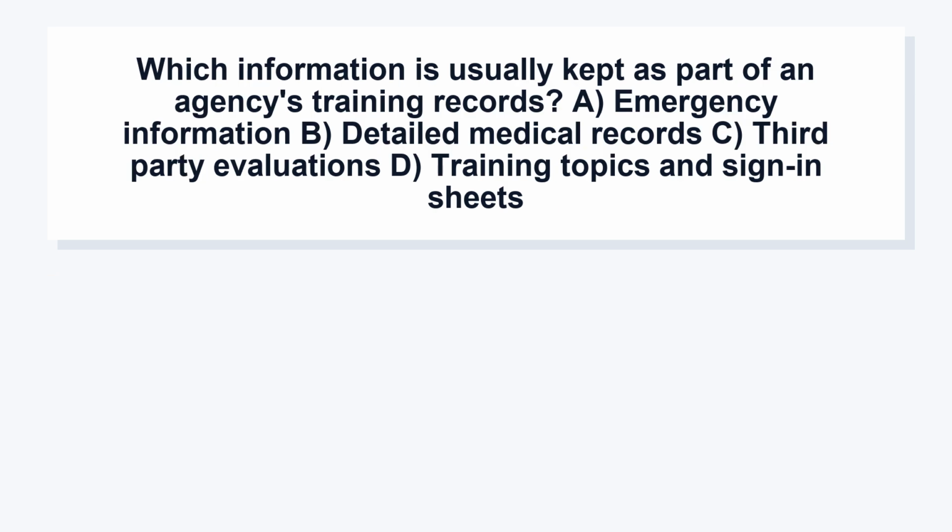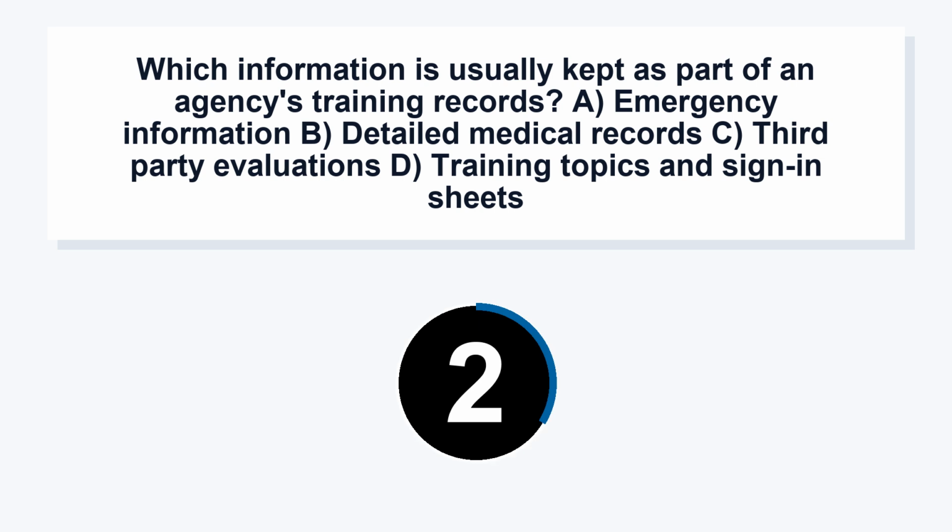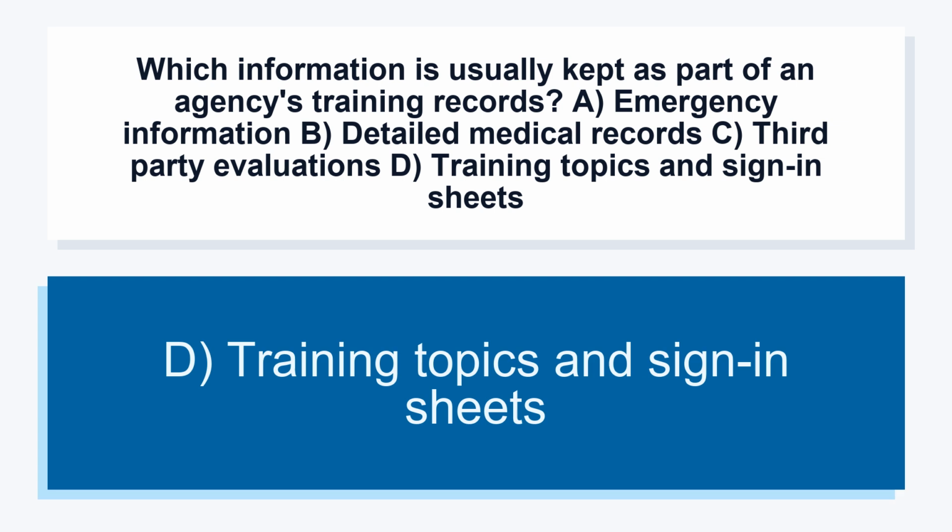Which information is usually kept as part of an agency's training records? A. Emergency information. B. Detailed medical records. C. Third-party evaluations. D. Training topics and sign-in sheets. D. Training topics and sign-in sheets.